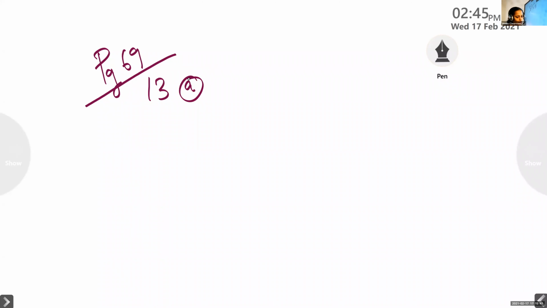Question number 13A. Children, it is 4 liter 100 ml. I will write L first. All the children pay attention to how to write the numbers only. We have to check carefully. Otherwise, everything is similar to normal number multiplication. So page number 69, question number 13A. We are doing it.